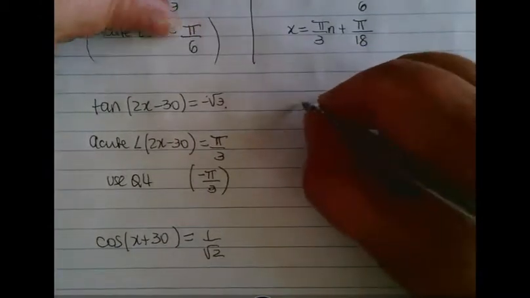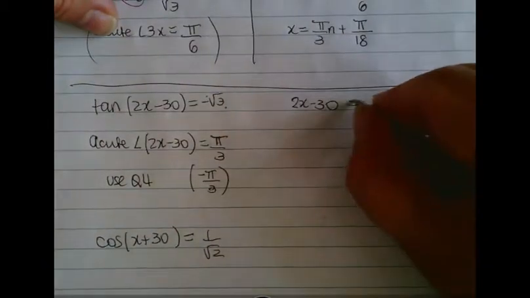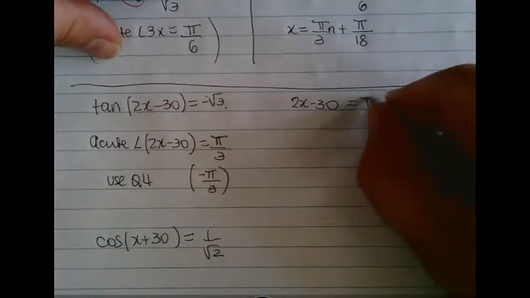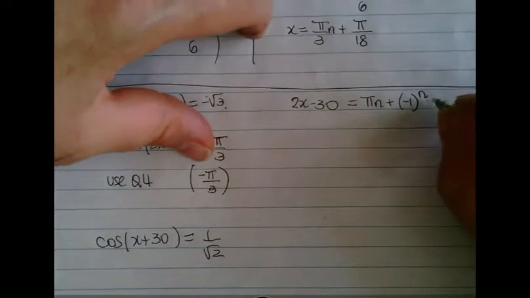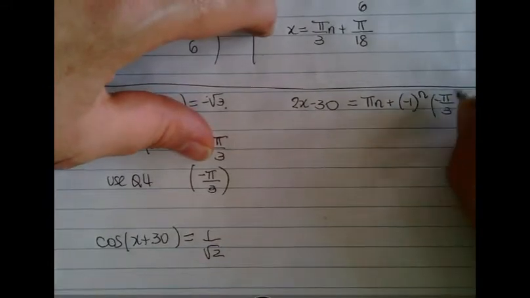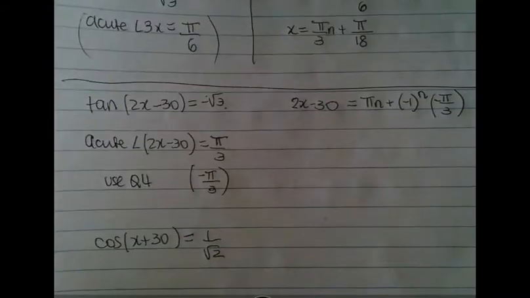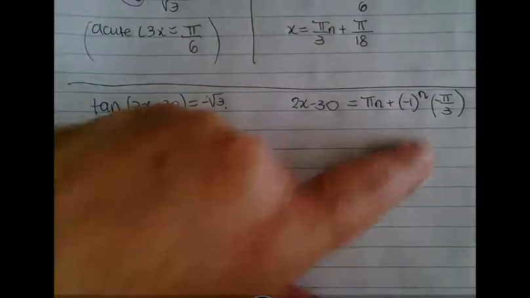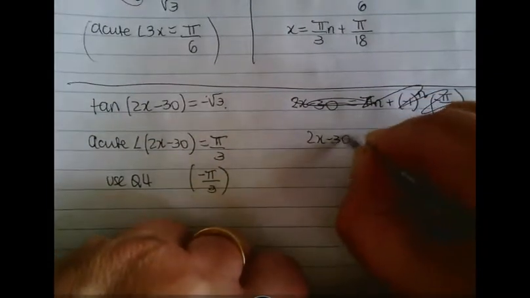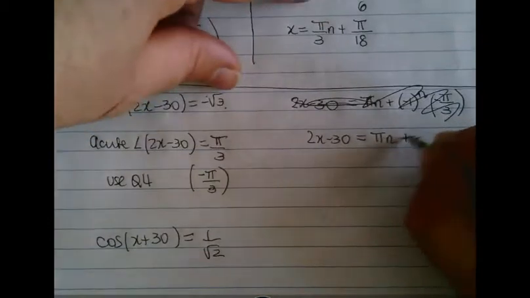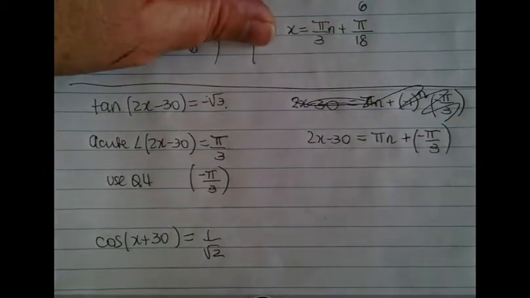So therefore, I've got 2x minus 30 is, what's the formula? Pi n plus negative 1 to the power of n of my acute angle, which is negative pi on 3. Isn't that the formula for tan? Oh, no, it's not. I made a mistake. That's the sine one. So, sorry, 2x minus 30 is pi n plus negative pi on 3, which is just pi n minus pi on 3.